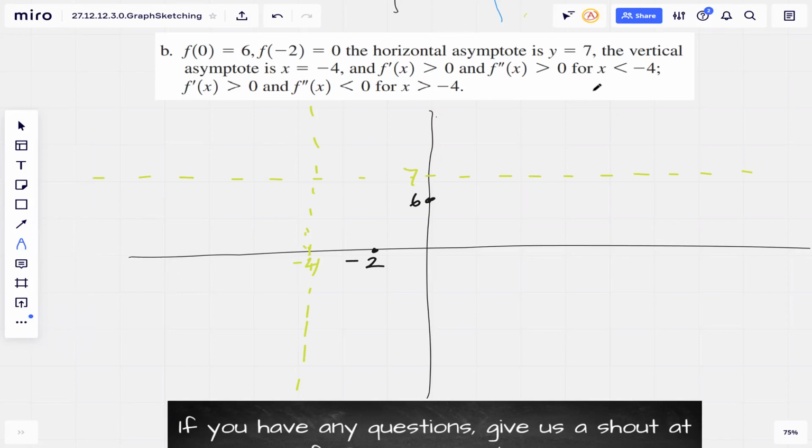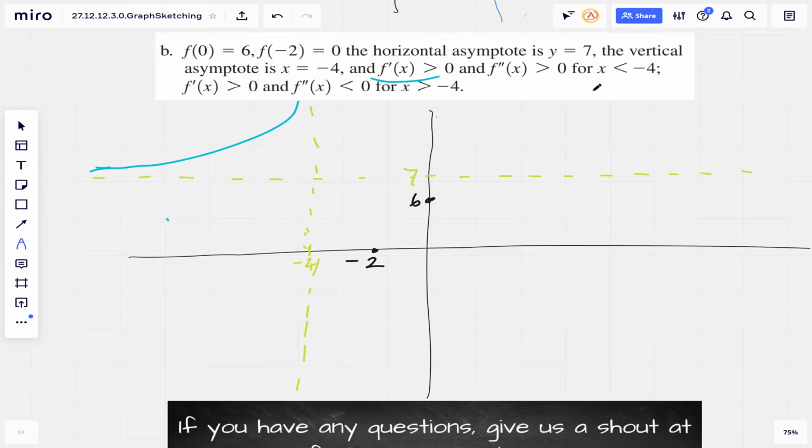Now we're going to start looking at this other information. When x is less than negative 4, our function's concave up, and our derivative is positive, so our function is increasing. We're probably in this part of our graph. It's the only way we can be concave up and maintain the conditions of the asymptotes. We can't put it down here because then we're going to be concave down.